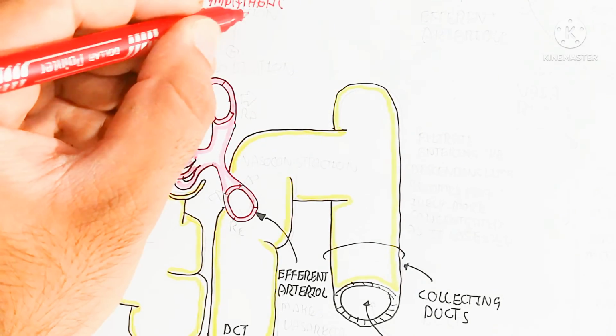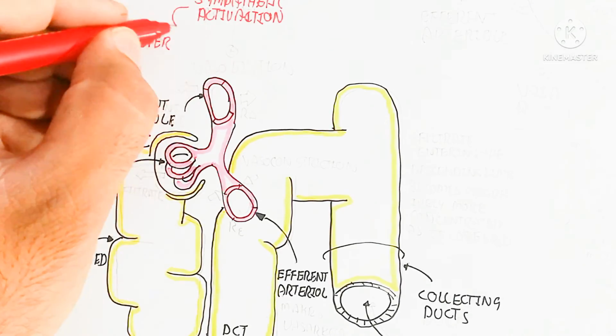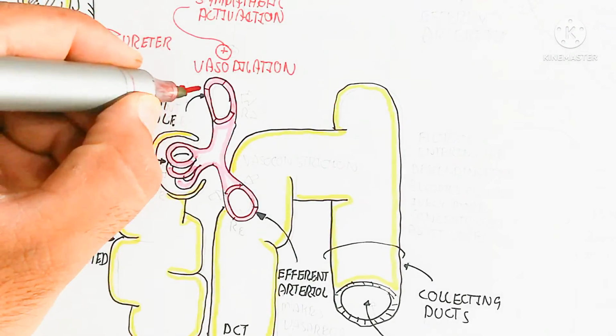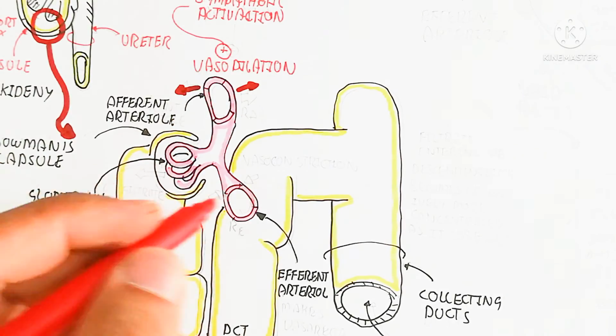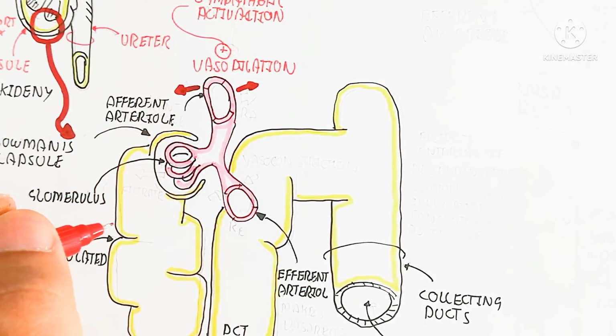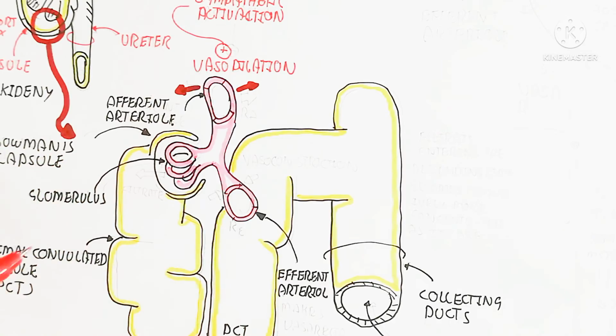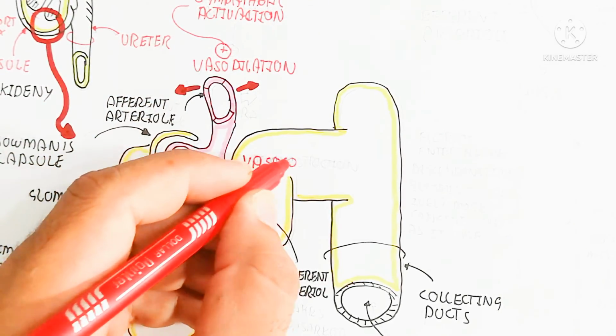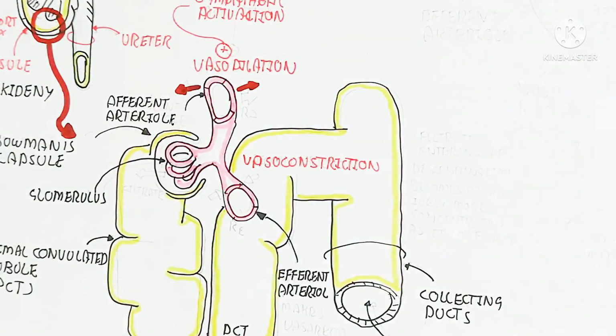Anyhow, let's begin to understand sympathetic stimulation. Activation of the sympathetic nervous system leads to vasodilation of the afferent arteriole, but vasoconstriction of the efferent arteriole will occur. And in this way, the vasoconstriction is due to renin production.